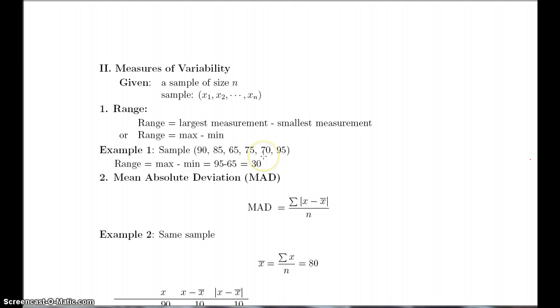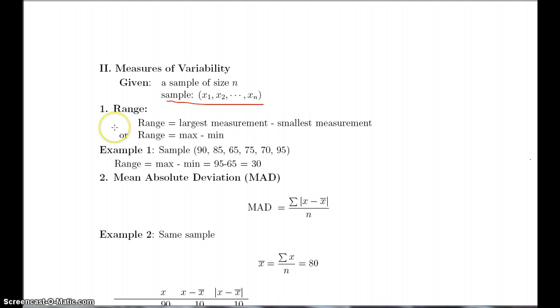So in general, however, we describe any data set by its values. This is our sample here. We can talk about this sample, and our values are x1, x2 up to xn, and so we have n measurements, or a sample of size n.